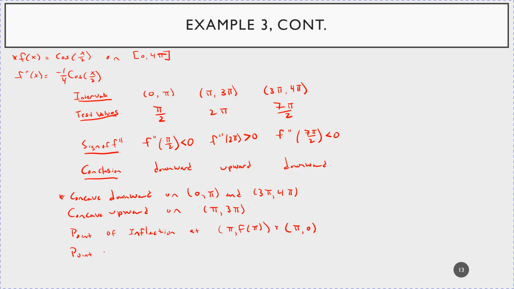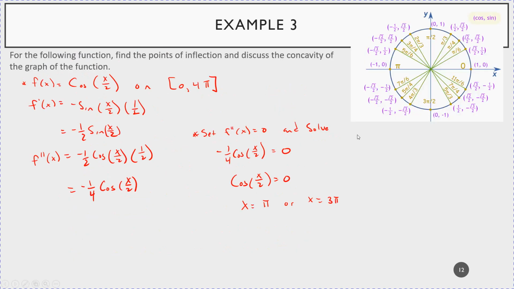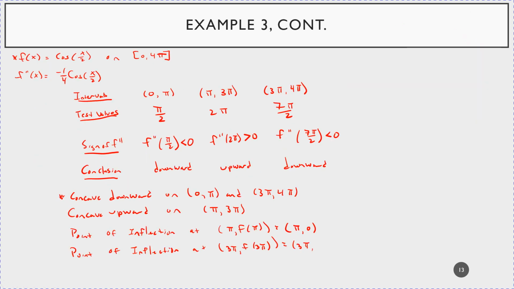And then another point of inflection is going to occur at 3 pi, f of 3 pi. Well, when you plug in 3 pi, you get 3 pi over 2, which is right here, and cosine equals 0. So these are my points of inflection there. You look where they turn, right? It goes from upward to downward, so that's where I get the 3 pi. Downward to upward, that's where I got that pi.